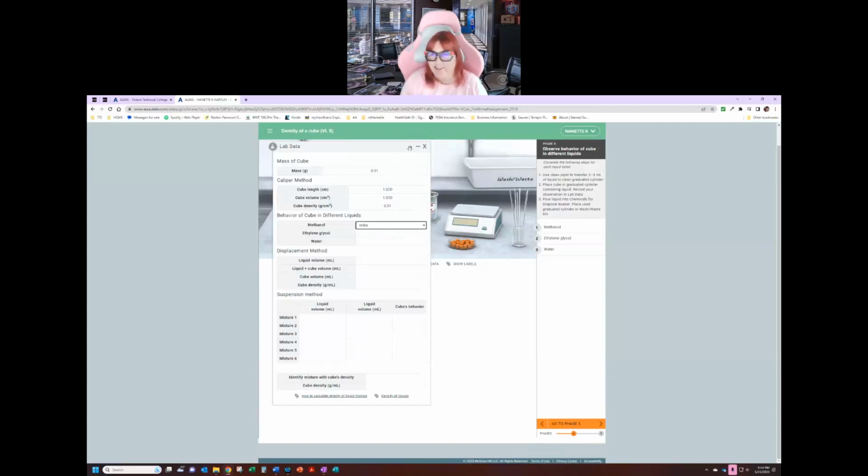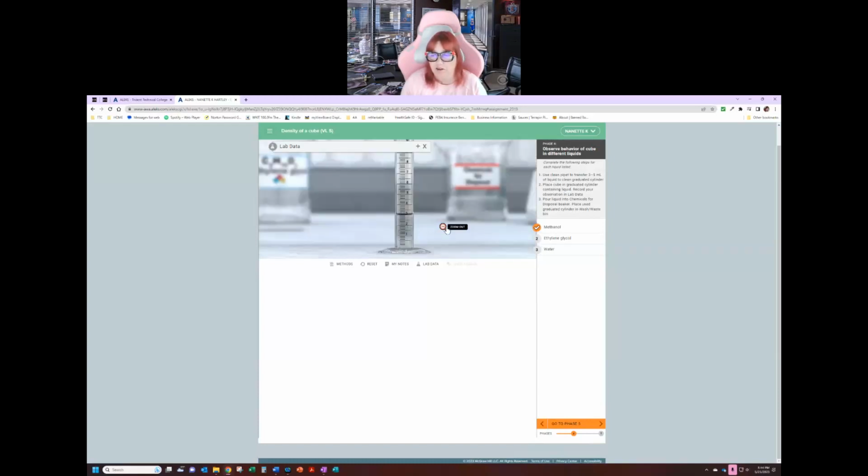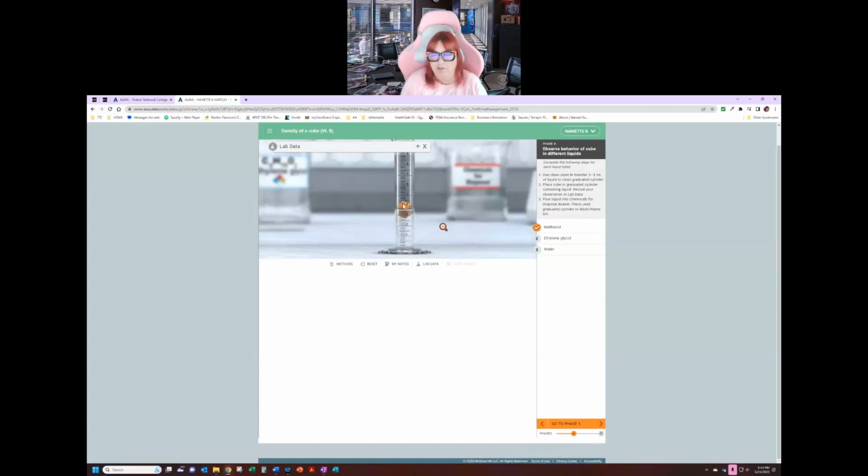Woohoo! Now I can minimize this. I can dispose of that. Then put the graduated cylinder in there. And then I'm going to pick up another thing. Pick up my ethylene glycol. 1, 2, 3. Put that in there. I can zoom in. Okay, 3. Awesome. Put the cube in there. And oh, look at that. So it floats. So I'm going to record that.